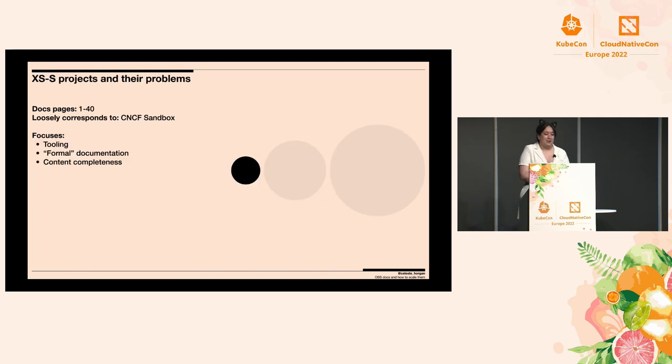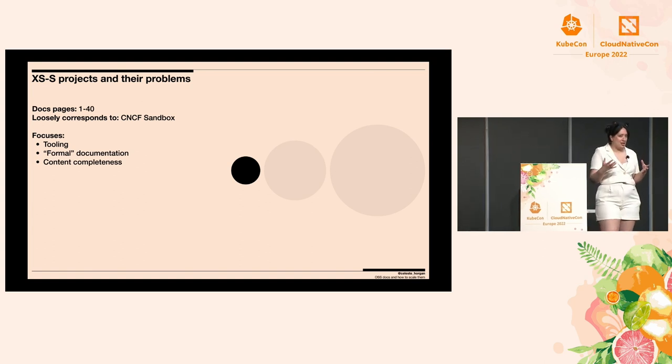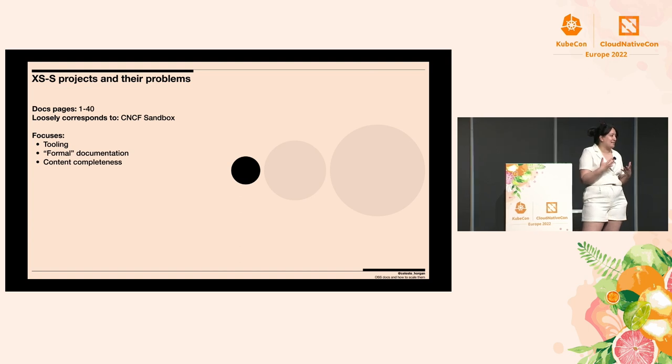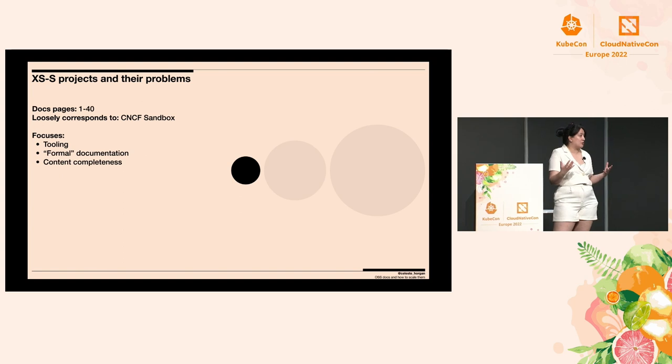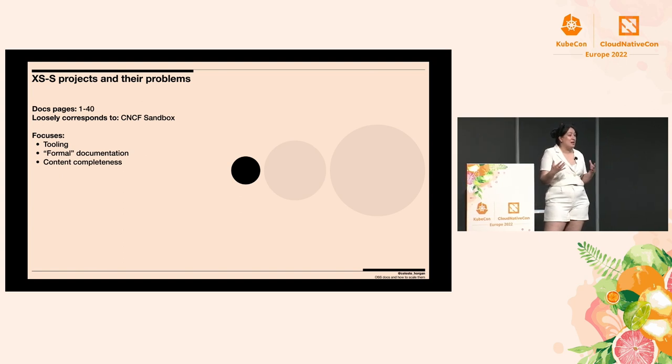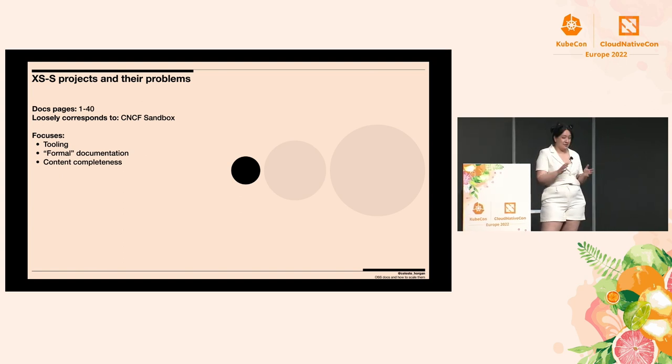Okay, so let's talk about the extra small to small size projects. I don't want to categorize these by how many maintainers they have, because there are very large and very mature projects in the CNCF ecosystem that really only have like 10 maintainers. So let's talk about how much documentation they have.